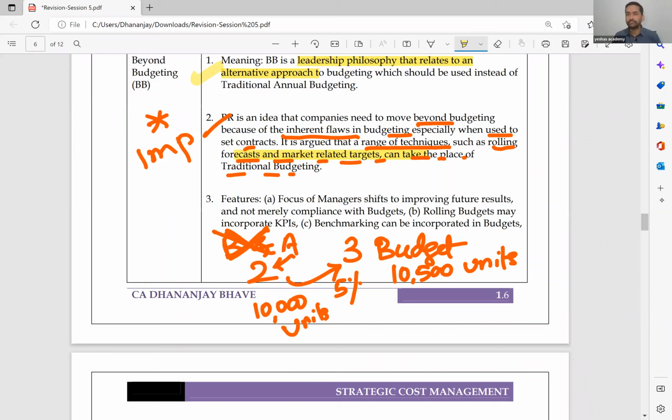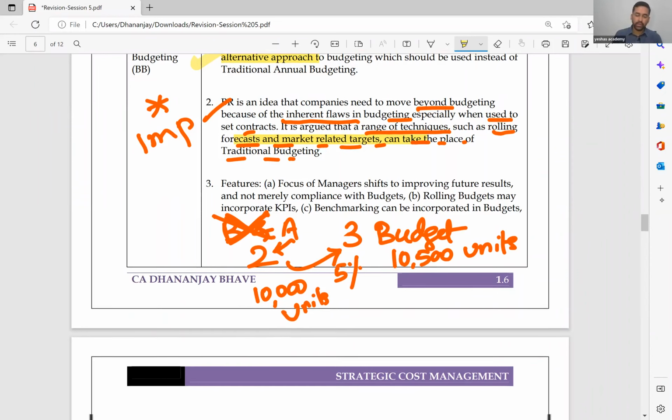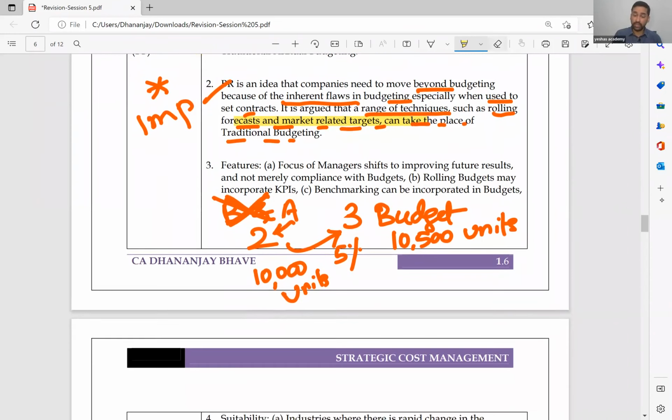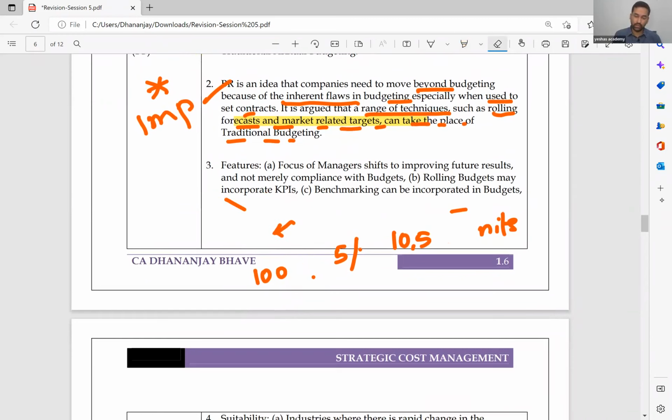should be prepared. Otherwise, based on 10,000, you make 10,500. Next to next year, what will you do? Based on 10,500, you will set 11,100. After that, based on 11,100, you will make it 11,650. So all your budgets will be based on past. But the market-based goals, market-based targets will not go by your historical performance.